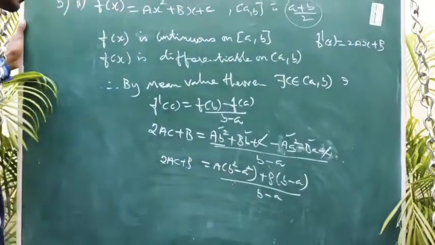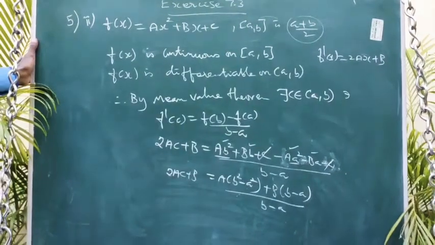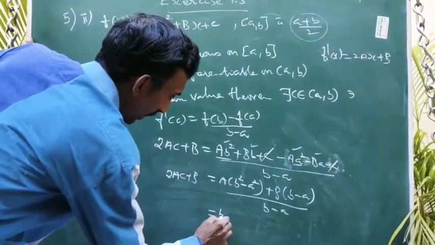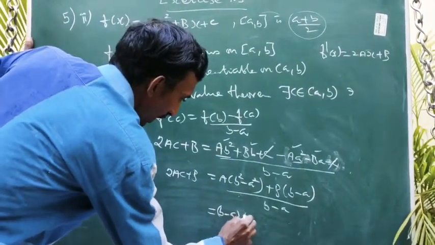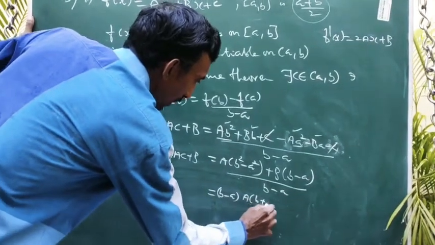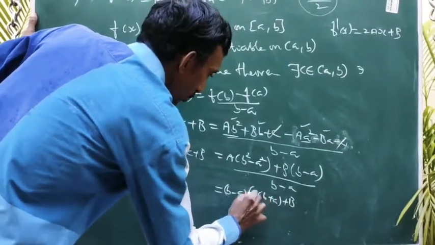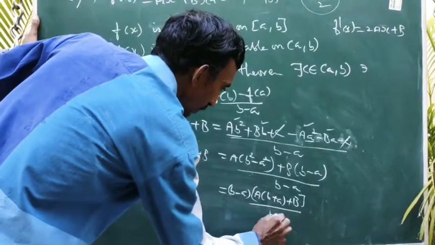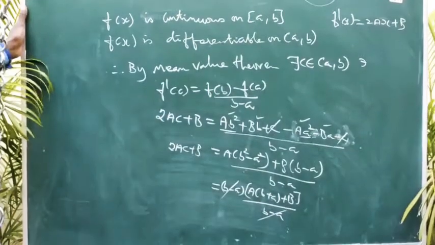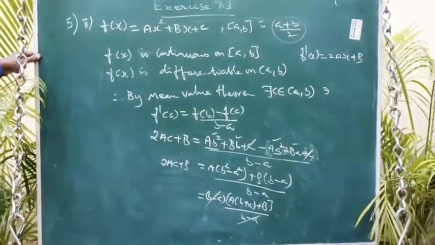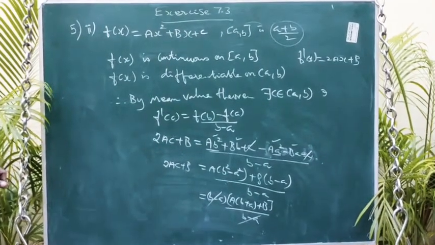b square minus a square is b minus a into b plus a. So if you take b minus a as common, remaining a into b plus a plus b. So that is remaining in the numerator by b minus a. This b minus a cancels. Okay, so what are the values remaining?